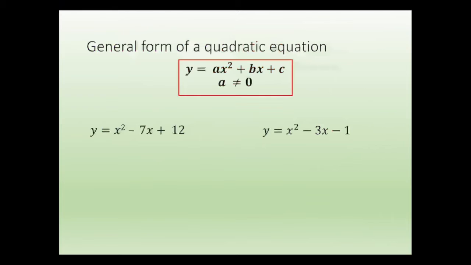So here, for a general form of a quadratic equation, y equals ax squared plus bx plus c, when a is not equal to 0, if we can factorize it, for example, the first one here, we can factorize this as x minus 3, x minus 4. So therefore we know the roots are (3, 0) and (4, 0). In this case, y equals x squared minus 3x minus 1. You cannot actually factorize it.